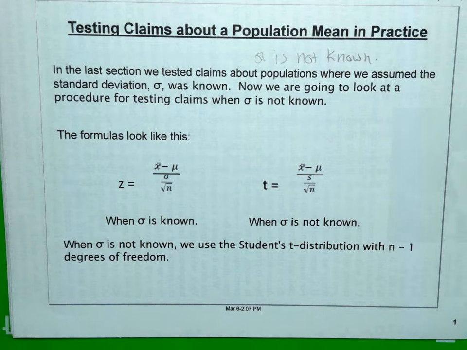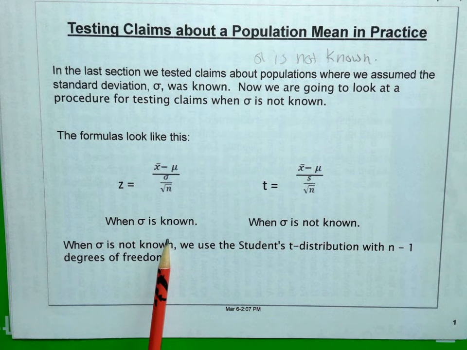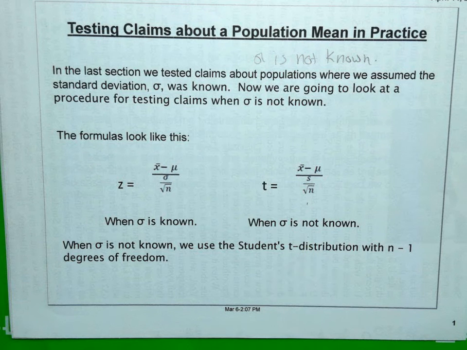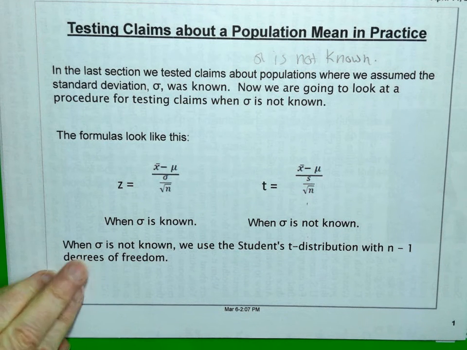So look at the two formulas. On the left, you have Z when sigma is known. And on the right, you have T and sigma is not known. Notice the difference. When sigma is not known, we use the student T distribution with n-1 degrees of freedom. Remember your book? The back flap inside your textbook is the student T distribution table. It reads a little bit differently than what the Z table reads.